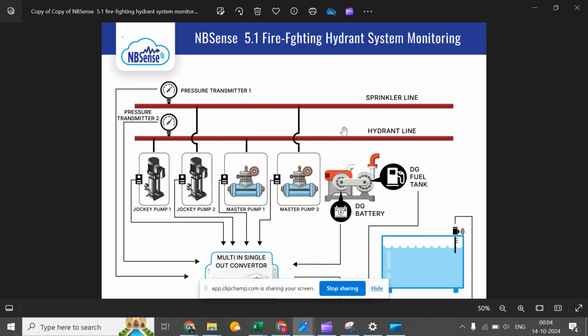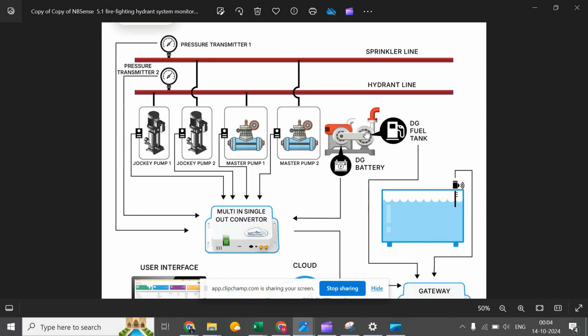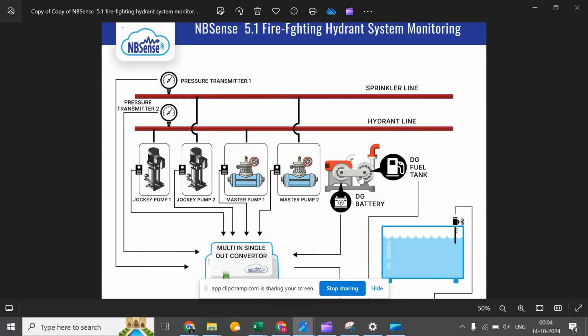This is our next product, NBSense 5.1 Firefighting Hydrant System Monitoring. We have to understand the terminology first, the important or vital components of every firefighting system. So, this is a complete system architecture layout.